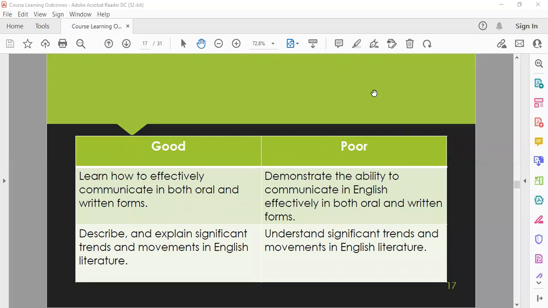Please, Brother Adil. Yes. I think describe and explain, these two verbs I like, actually. They're measurable. And in the right column, the first one is quite okay, but I like the second one best. Describe and explain significant trends and movements in English literature. That's what I think, because they have action. Oh, you mean you are talking about the second learning outcome in this slide? Exactly. Describe and explain. Yes. Why?